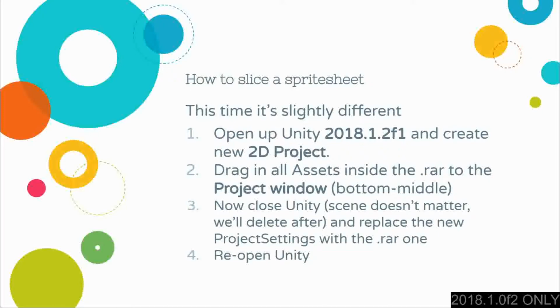So first of all, open up Unity 2018.1.2 F1. The version is very important, of course, through Unity Hub, and create a new 2D project. Drag in all the assets inside the .rar to the project window, and that's just like tutorial 1. You just drag it in there. Now, this is the important thing. You want to close Unity, replace the new project settings with the one in the archive, and then reopen Unity. This is so that all the project settings can be carried over from the learning materials onto the game itself. So let's do that right now.